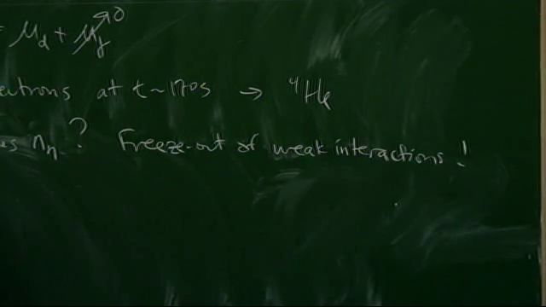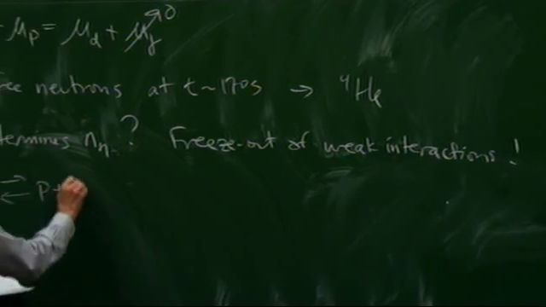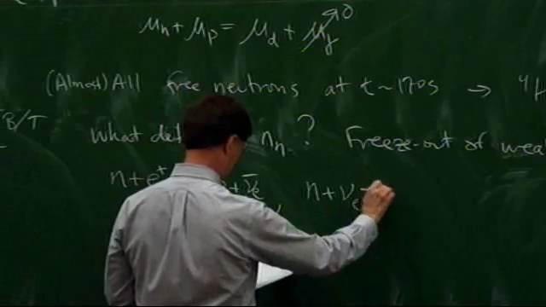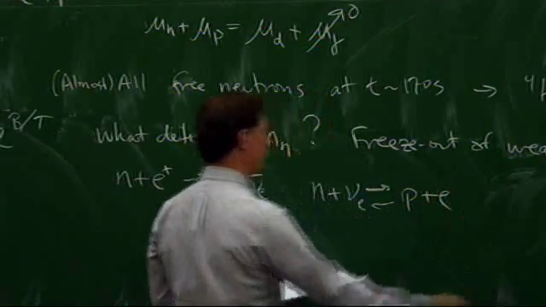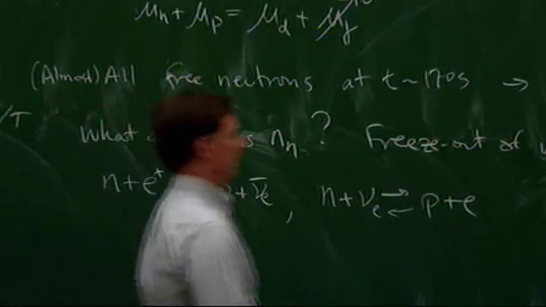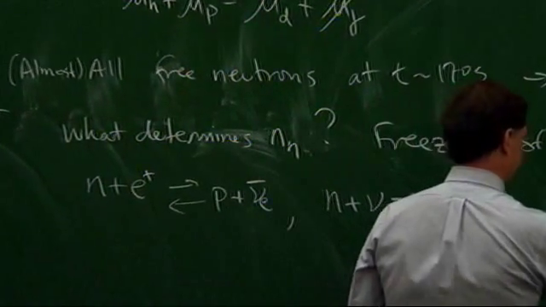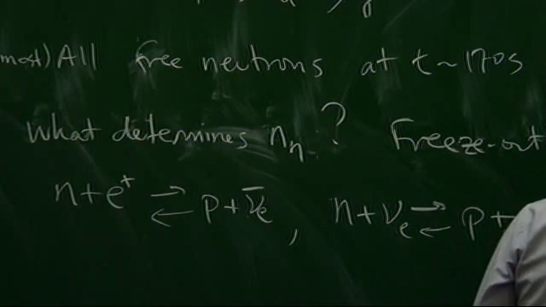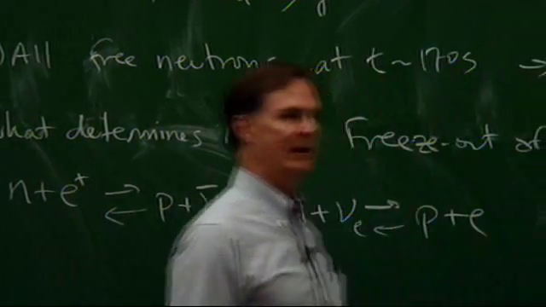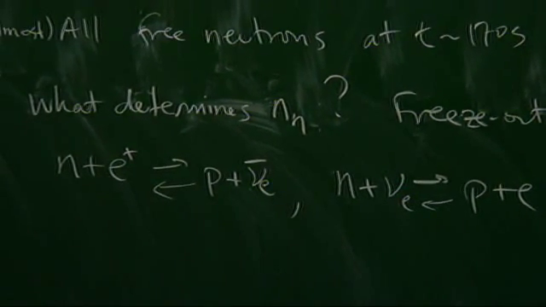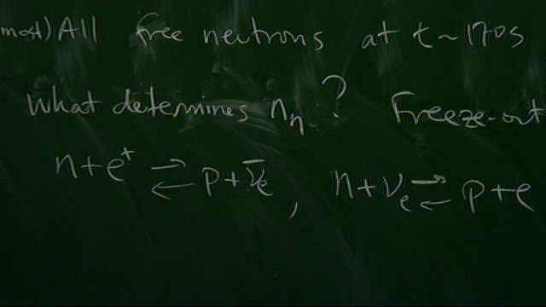And the binary interactions are well known, just inverse beta processes. These are fast at T greater than about an MeV, maybe a couple of MeV. And so chemical equilibrium sets the neutron abundance at that time.